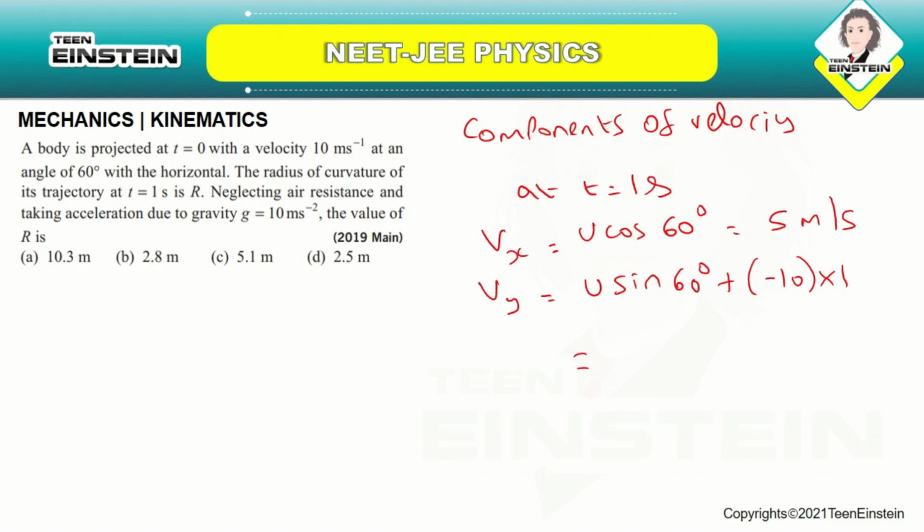5 root 3 minus 10. Okay. So the modulus of Vy will be equal to modulus of 10 minus 5 root 3 meter per second. So now the angle made by velocity vector with horizontal will be, so if you draw a figure, you will be getting it like this.